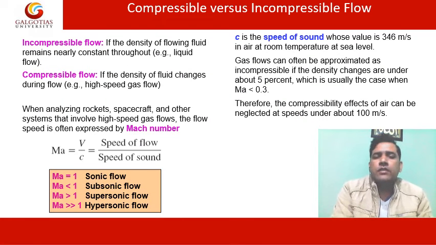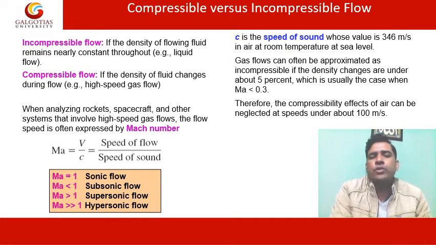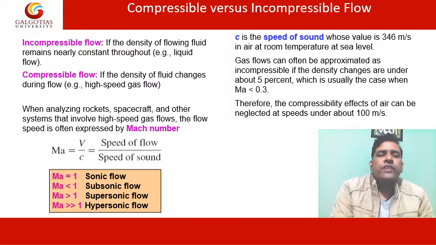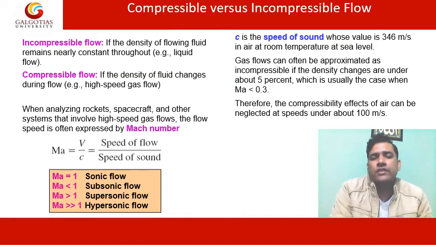Then another classification is compressible versus incompressible flow. In incompressible flow, the density of the flowing fluid remains nearly constant throughout the flow, like in the case of the flow of liquids. This kind of flow is called incompressible flow. The condition for incompressible flow is that there should not be any change in the density, or if there is any change in the density, it should be neglected.